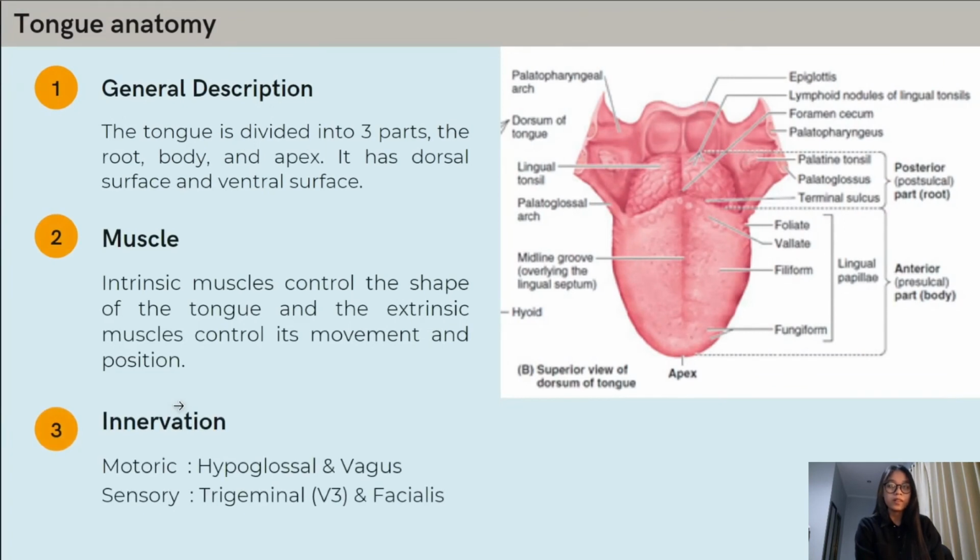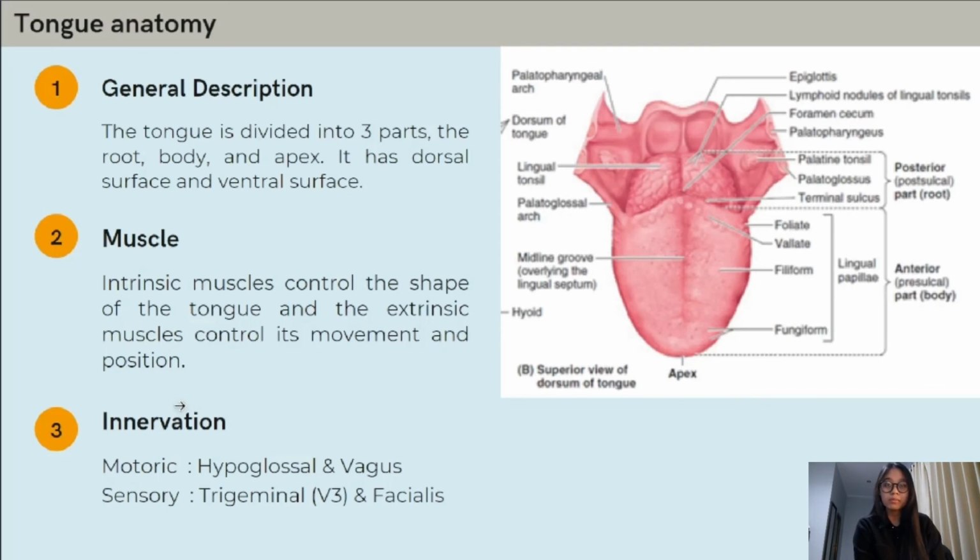The anatomy of the tongue. The tongue is an organ that is mainly composed of muscle. The tongue can be divided into 3 parts: the root, body, and apex. It has a dorsal surface and ventral surface. The anterior and posterior parts of the tongue are divided by a V-shaped groove called the sulcus terminalis. The tongue is covered by mucous membrane. The mucous membrane on the dorsal surface is rough because it is covered by lingual papillae, which comprise vallate, foliate, filiform, and fungiform papillae.